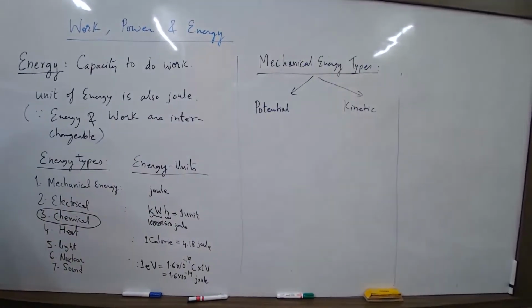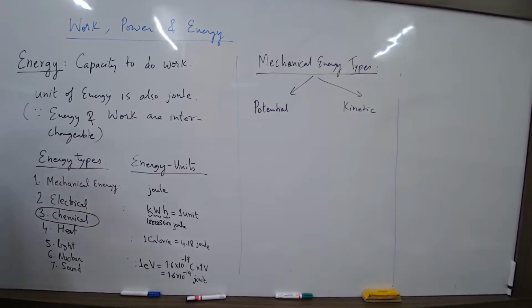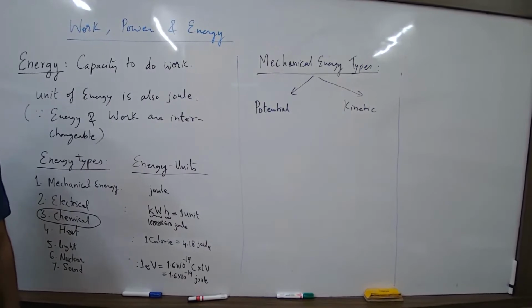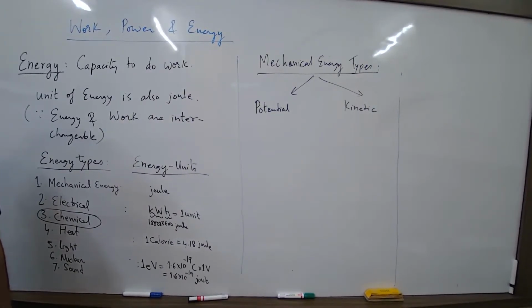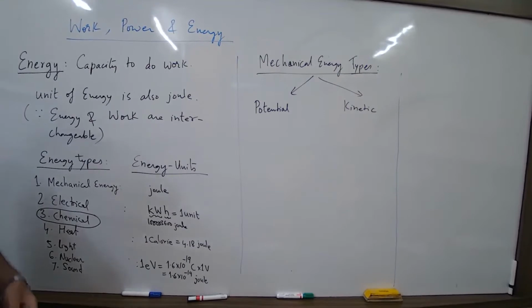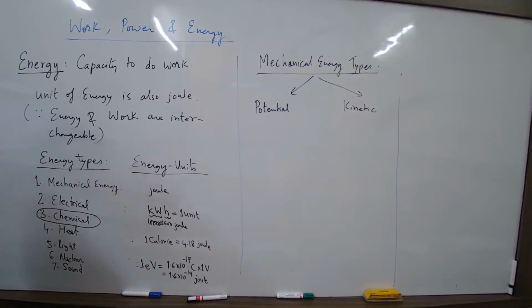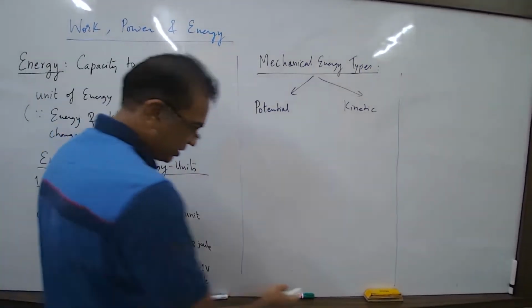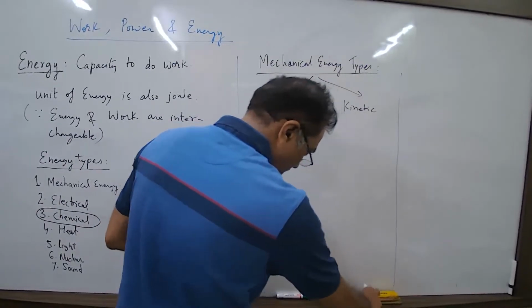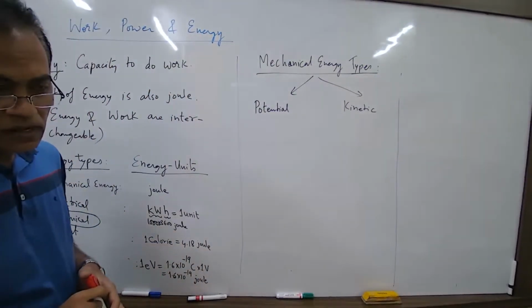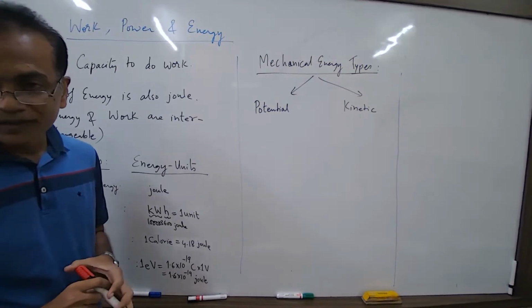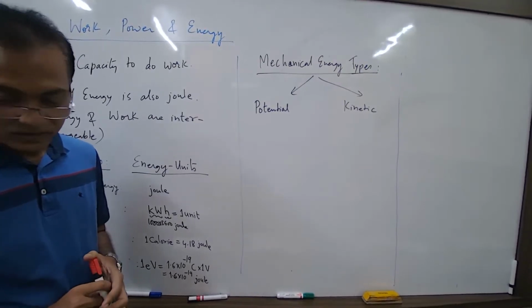So what is the difference between the two? Can anybody tell me what is potential energy? The energy possessed by a body is the rest. Okay, so what does it mean? If the body is going to move, then the energy is possessed by the body. So right now this duster has stored energy. Does it have any energy? Yes, it has energy.